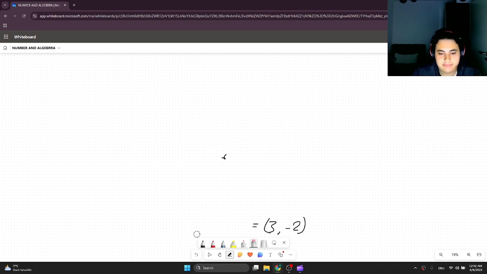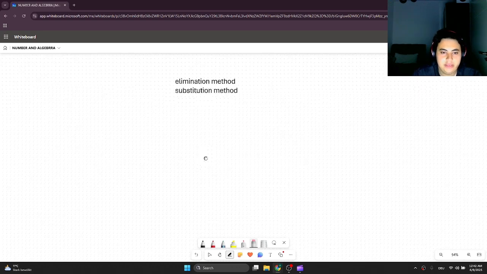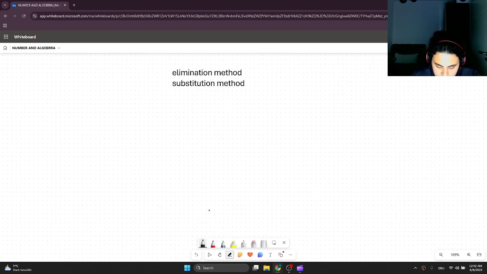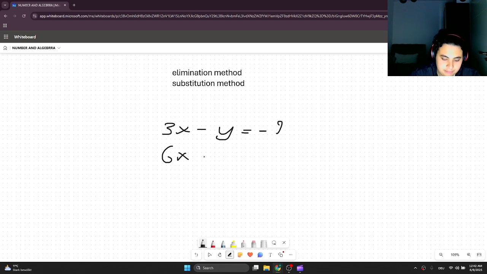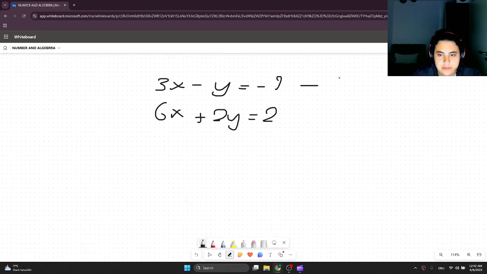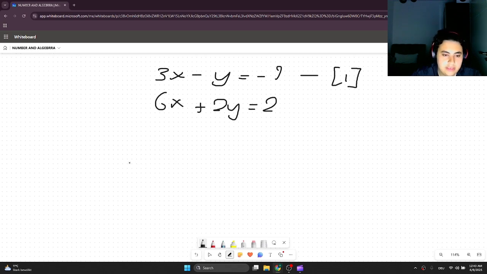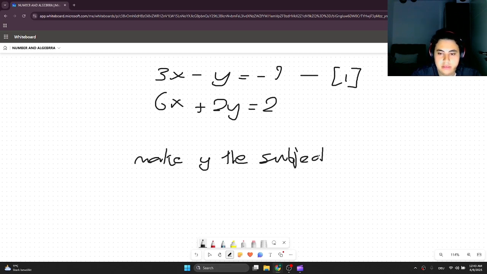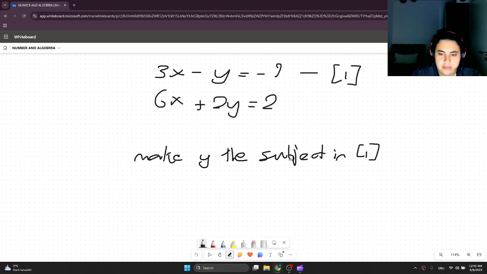The substitution method is where I have my two equations. Let's say I have 3x minus y is equal to negative 9, and then my second equation is 6x plus 2y is equal to 2. The substitution method basically says that I take equation 1 and make y the subject in equation 1.